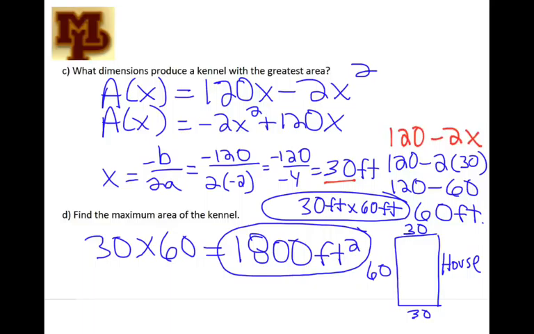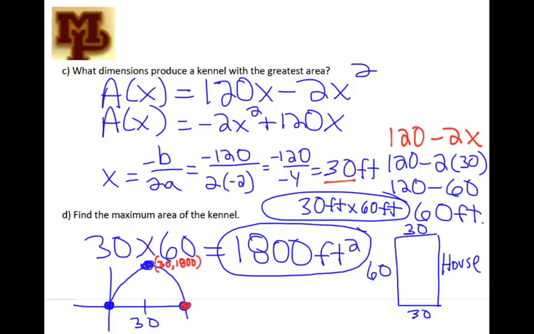That's what we would get. You don't need a graph on this, but the graph looks like this. It would be 0, 0. If you plug in a 0 into that function, you get 0 area. And then we figured out that our vertex is right at 30. So that's 30, and then we figured out the high point is right here at 30, comma, and the y-coordinate would be 1800, so that's the maximum area.